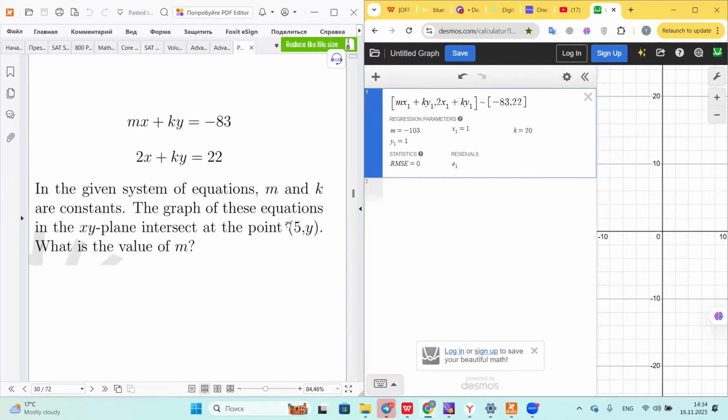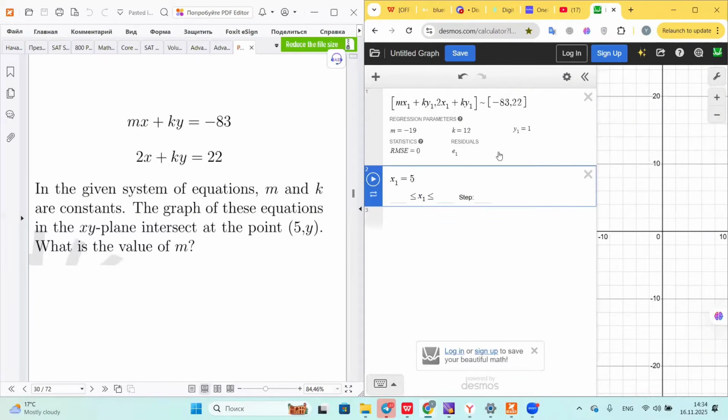At the same time, x1 is 5 because it's written that their solution is 5. We can write x1 equals 5. And no further information is given. Now the value of m can be found. That's the answer to this question.